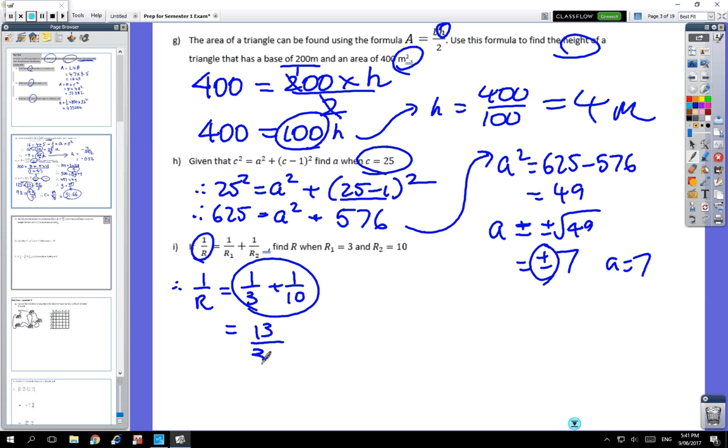So don't worry about using lowest common denominators. Now, all you have to do is flip R upside down. That 1 over R turns into R, and then flip that upside down. And there's your answer. Okay, moving on.